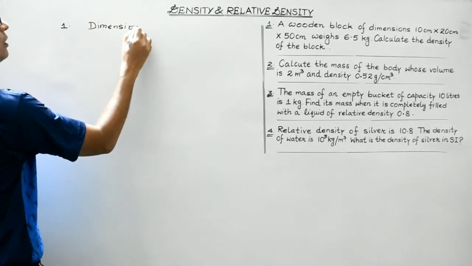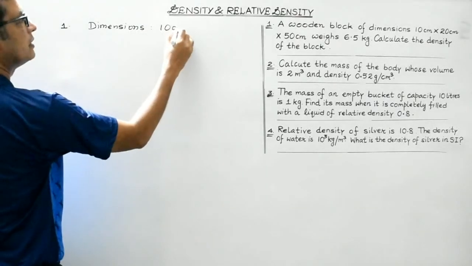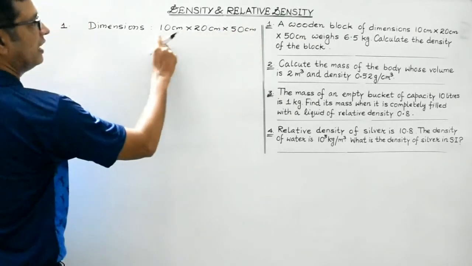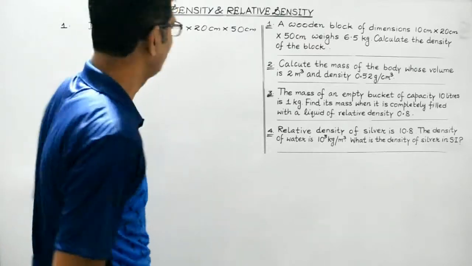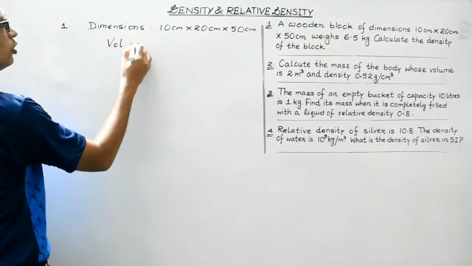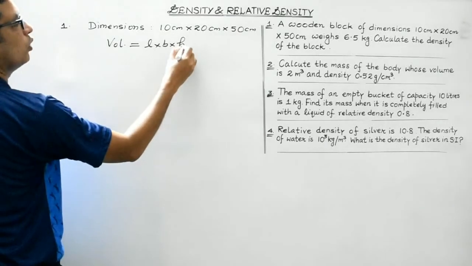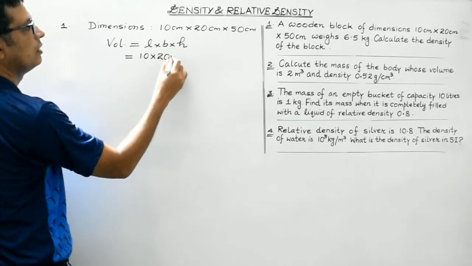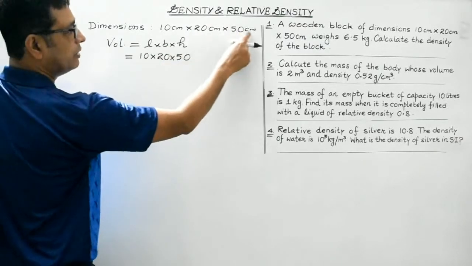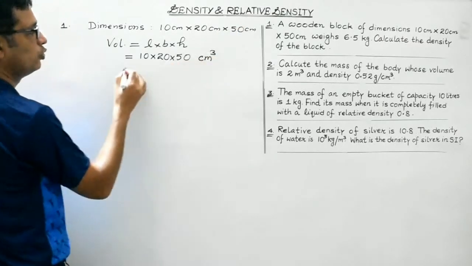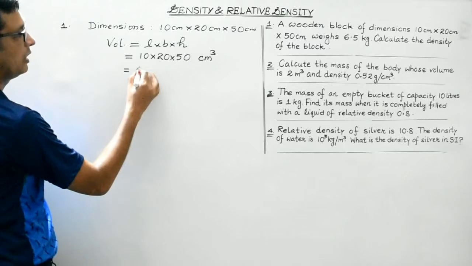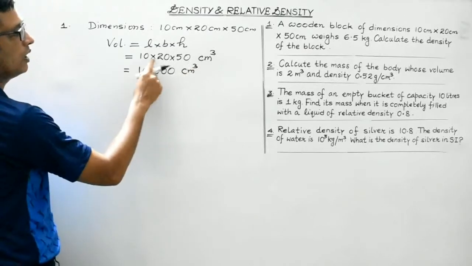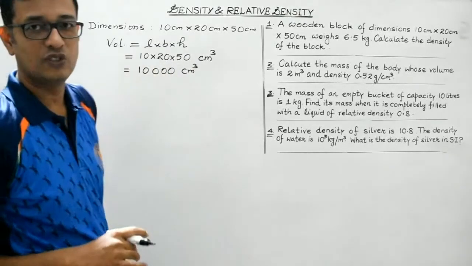The dimensions of the block are given to be 10 centimeter into 20 centimeter into 50 centimeter. So they are the length, breadth and height. What will be the volume basically? It will be equal to length into breadth into height. So the volume would be 10 into 20 into 50 and centimeter into centimeter into centimeter. It will give us centimeter cube. So there will be 4 zeros.